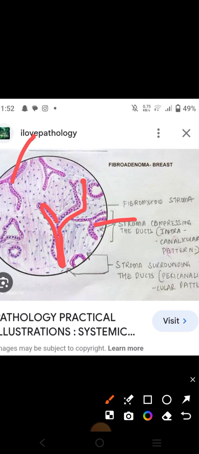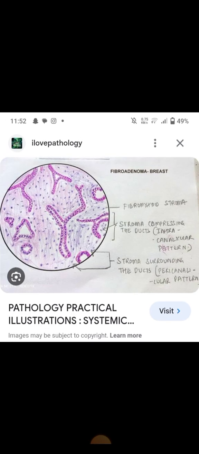And the other pattern is the pericanalicular pattern. Here the stroma is simply surrounding the duct. Here the glandular lumen can be seen easily. Like here, glandular lumen can be seen easily. Here can also be seen, here can also be seen. So here the pattern is the pericanalicular pattern. I hope that this will be clear to you people.